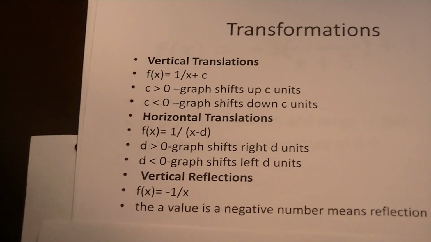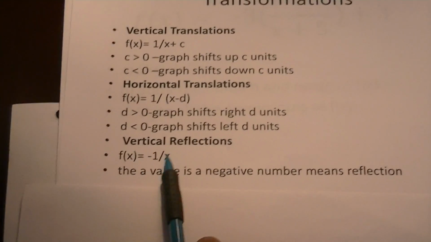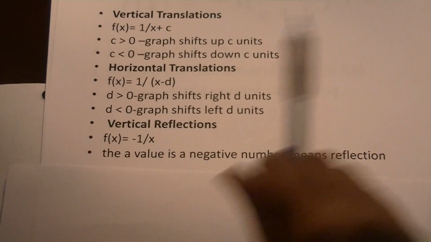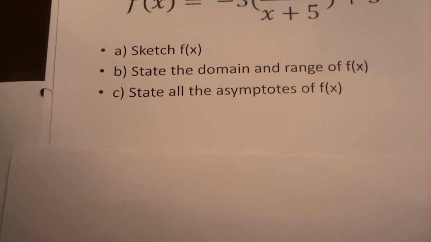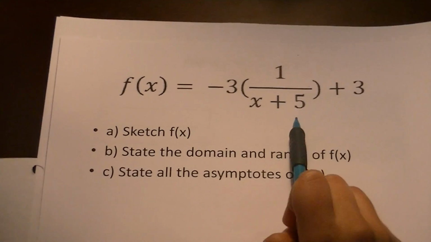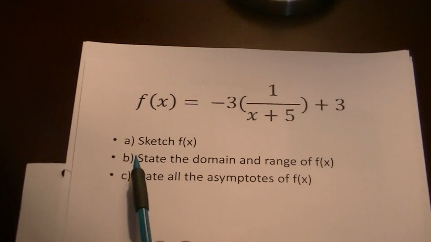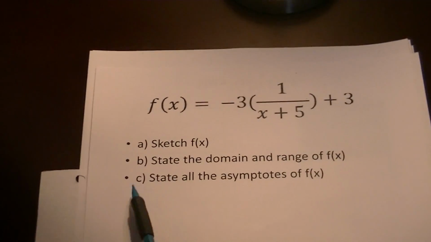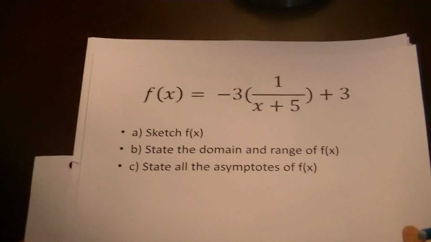Now vertical reflections. So f of x equals -1 over x. The a value is negative, and therefore we know there's a reflection in the x-axis. So now let's do an example. F of x equals -3 bracket 1 over x plus 5 close bracket plus 3. Part A asks us to sketch the graph, part B is state the domain and range, and part C is state all the asymptotes.